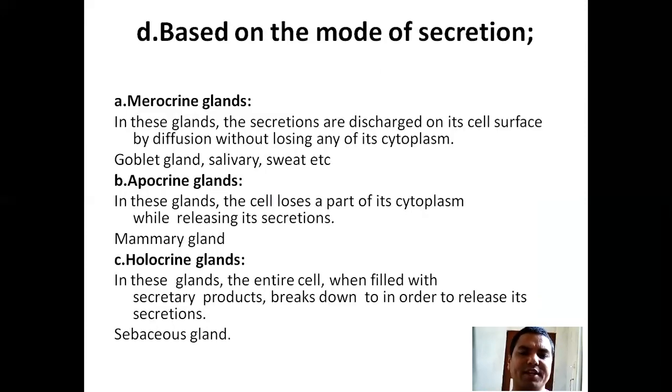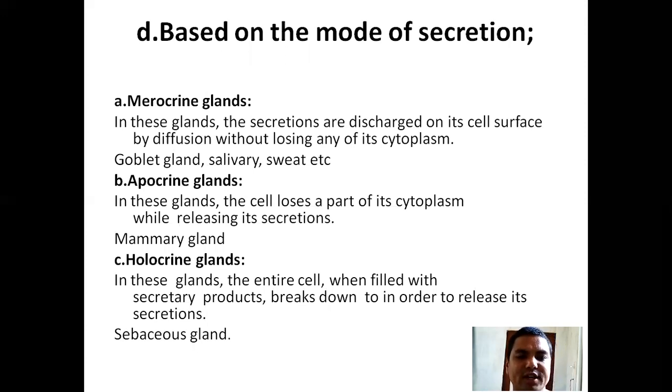Based on the mode of secretion, there are three types of gland: merocrine gland, apocrine gland, and holocrine gland. Merocrine glands discharge their secretion on the cell surface by diffusion without losing any part of the cytoplasm. For example, goblet gland, salivary gland, sweat gland.